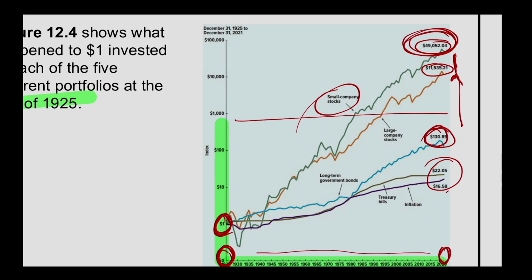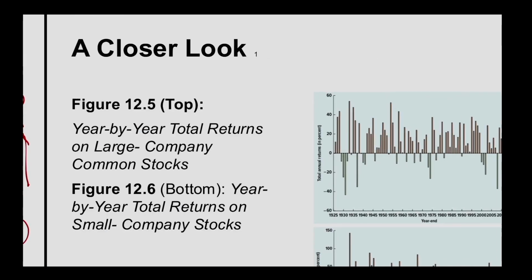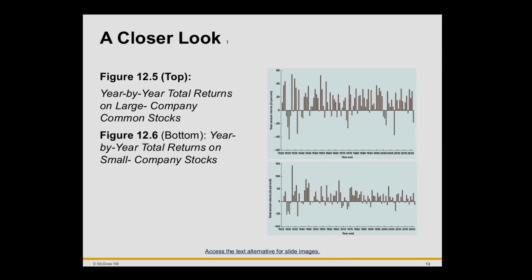So 130 times what we had originally invested. Now, clearly, Treasury bills, that hasn't done so well. And inflation is eating away at some of that as well. So we've got to take that into account. All right. So they say, let's go into a closer look at these.